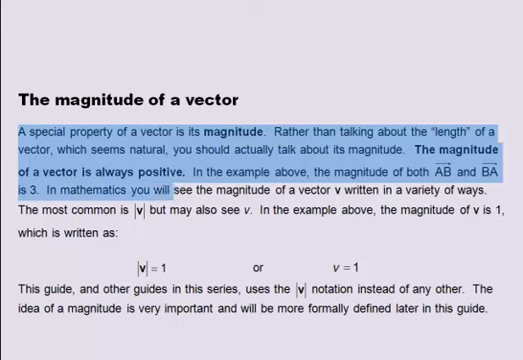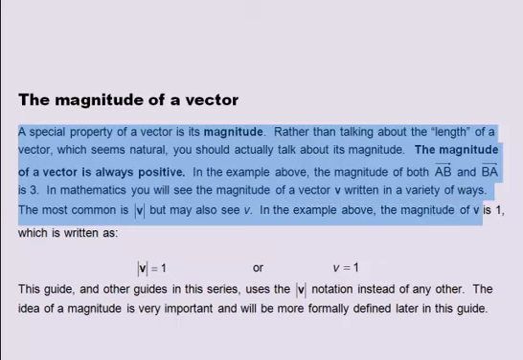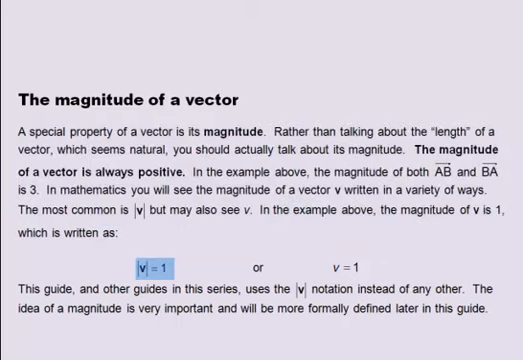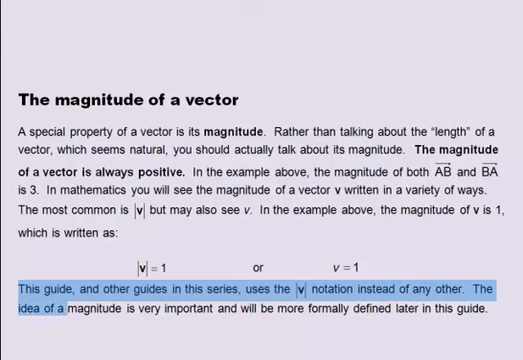In mathematics you will see the magnitude of a vector v written in a variety of ways. The most common is this, but you may also see this. In the example above, the magnitude of v is 1, which is written as this or this. This guide and other guides in this series uses this notation instead of any other. The idea of a magnitude is very important and will be more formally defined later in this guide.